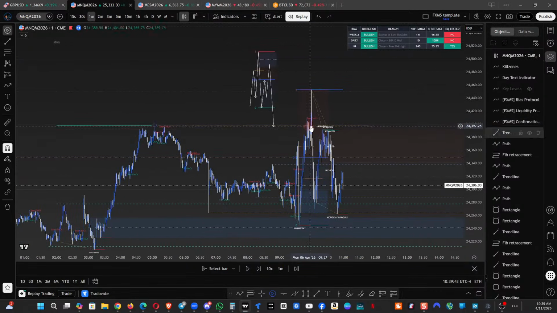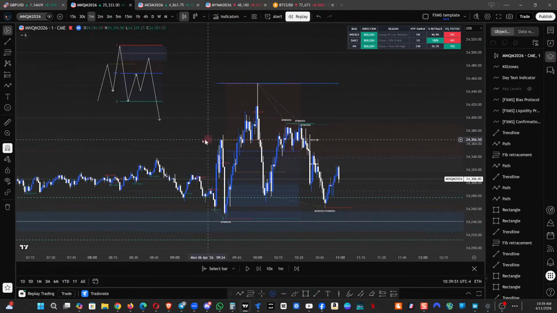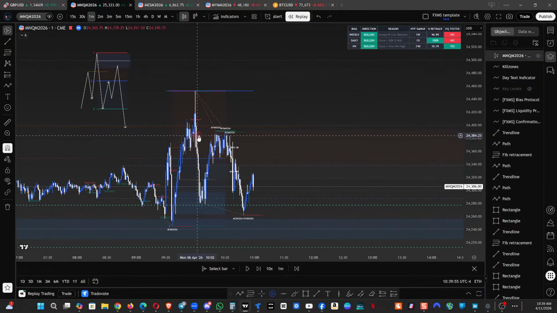And this level right here is swept. You can see here we took out that level, right? And then we traded away from it. Okay, so now we swept the highs here, we also swept the internal high here, right? This high right here, this 1-minute high.